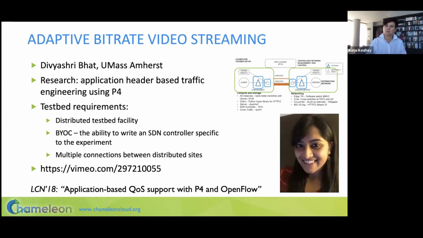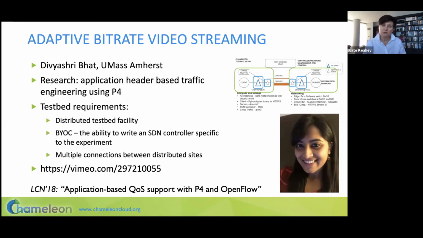Adaptive bitrate video streaming. This is a very interesting project by a student from the University of Massachusetts Amherst. She has since graduated, but essentially what she was doing is adaptive bitrate video streaming, and she had this interesting experimental configuration that you see in the picture, where she needed to adapt to different quality of network traffic. So she had to create two network circuits, one with quality that was reliably good, one with quality that was reliably bad, right?